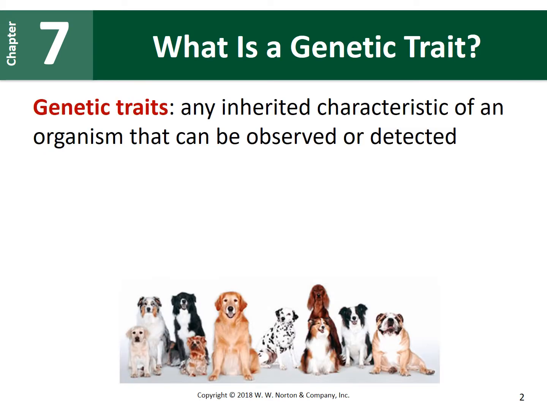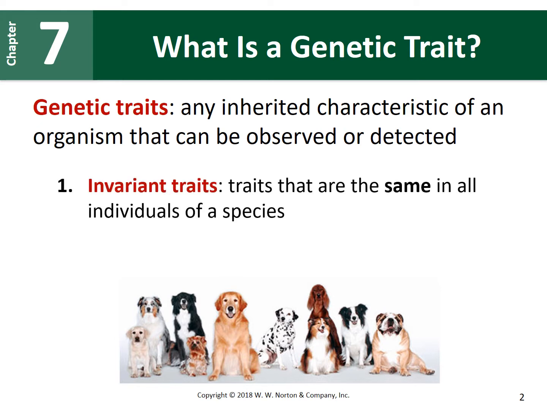So genetic traits are defined as any inherited characteristic of an organism that can be observed or detected. And genetic traits can be categorized in a couple of different ways. One way is by looking at if it's an invariant trait or a variant trait. Invariant traits are traits that are the same in all individuals of a species. If we look at domestic dogs, an example of an invariant trait would be domestic dogs have 4 legs. Another example would be domestic dogs have 2 ears, they have 2 eyes, 1 nose, they can bark, so that is an invariant trait as well.